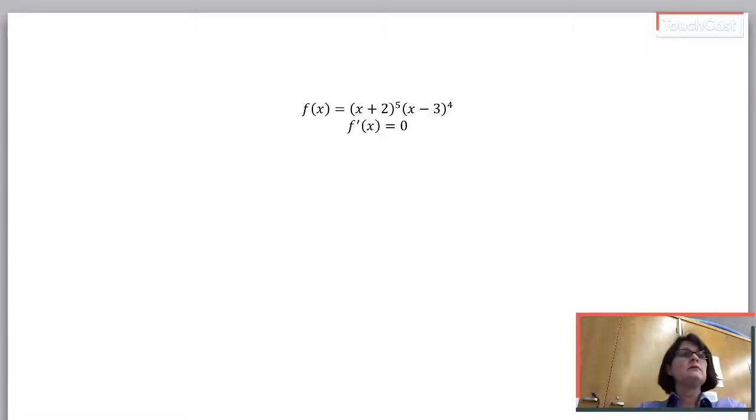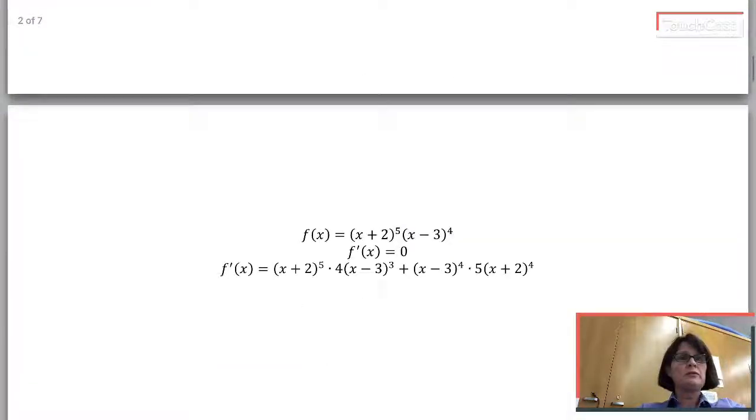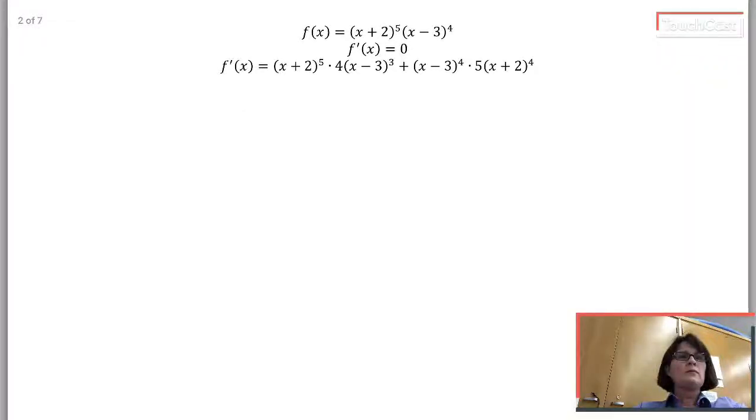All right, so it's going to require the product rule. So the first times the derivative of the second plus the second times the derivative of the first. So that's x plus 2 to the fifth times the derivative of x minus 3 to the fourth. 4 comes to the front, multiplies x minus 3 to the new exponent of 3. And I need to multiply by the derivative of x minus 3, but the derivative of x minus 3 is 1. And then the second times the derivative of the first.